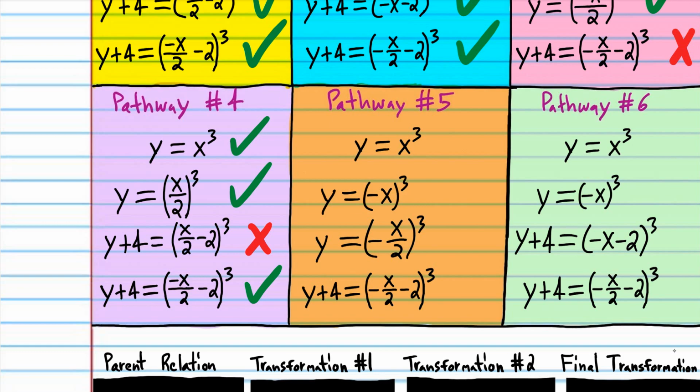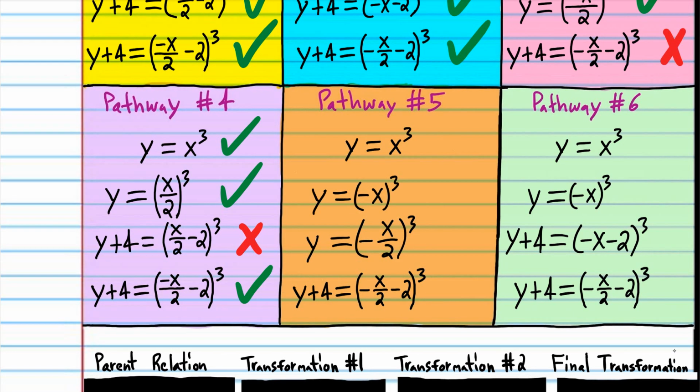Okay, so pathway number 5, we're writing the parent equation, replacing x with negative x. That tells us to reflect across the y-axis. Then we're going to replace x with x over 2. That tells us to multiply all the x values by 2 in the graph of the previous equation. And then we're going to subtract 2 from negative x over 2. That's the problem. The transformation properties don't tell us what to do in that situation.